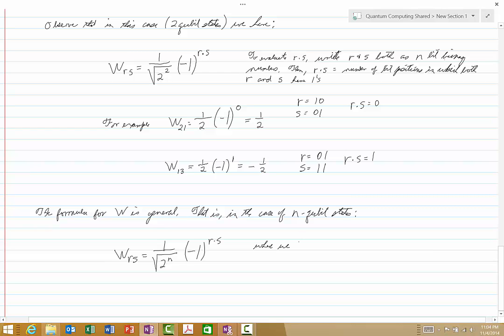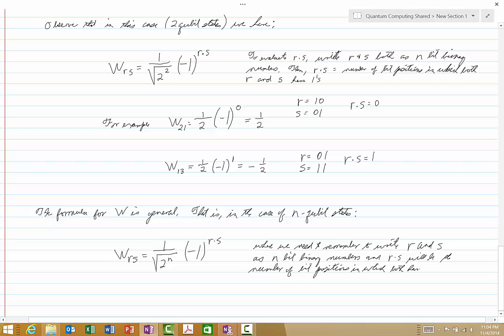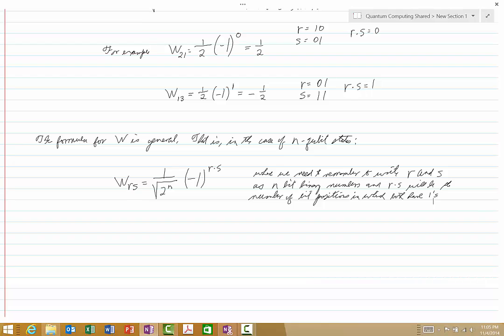where we need to remember to write R and S as n-bit binary numbers, and R dot S will be the number of bit positions in which both have ones.